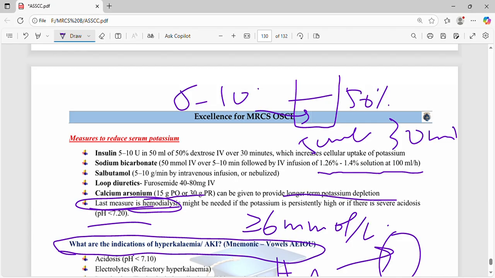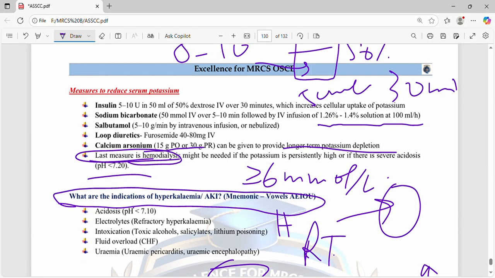Then sodium bicarbonate 50 millimole IV over 5 to 10 minutes, followed by an IV infusion of 1.26% to 1.4% solution at 100 ml per hour. Salbutamol you can give 5 to 10 micrograms per minute by intravenous infusion or nebulization. Loop diuretics 40 to 80 milligrams. Calcium resonium 15 grams per oral, and per rectal you can give 30 grams.